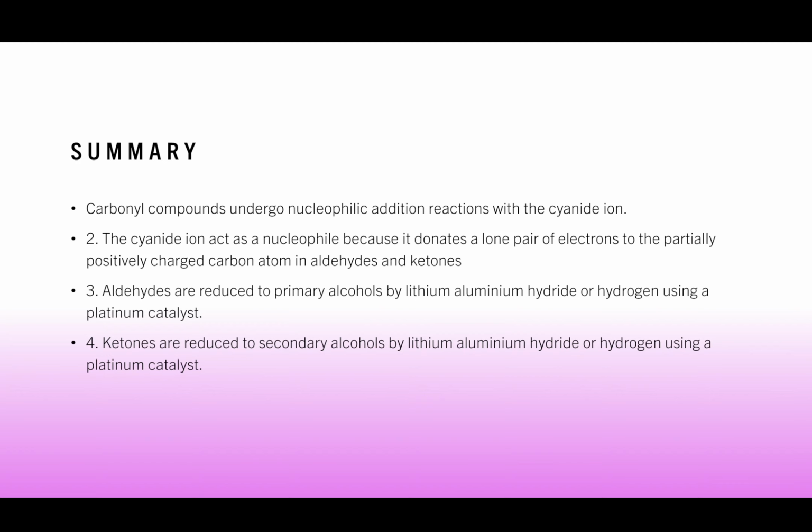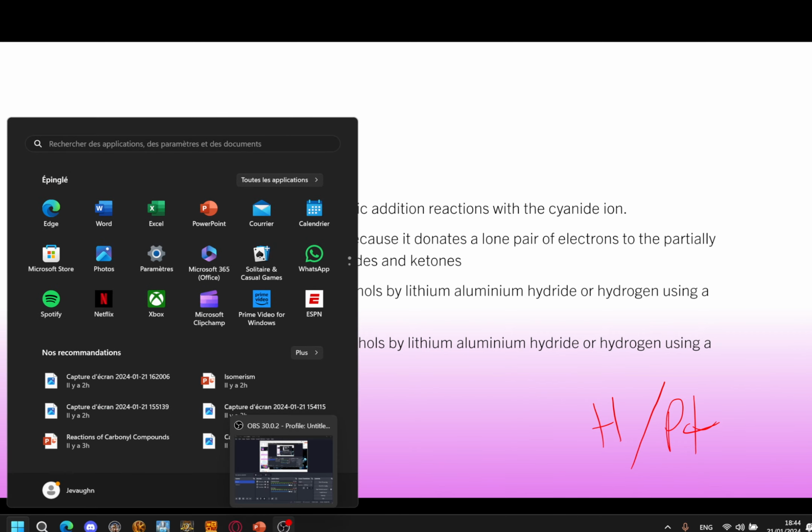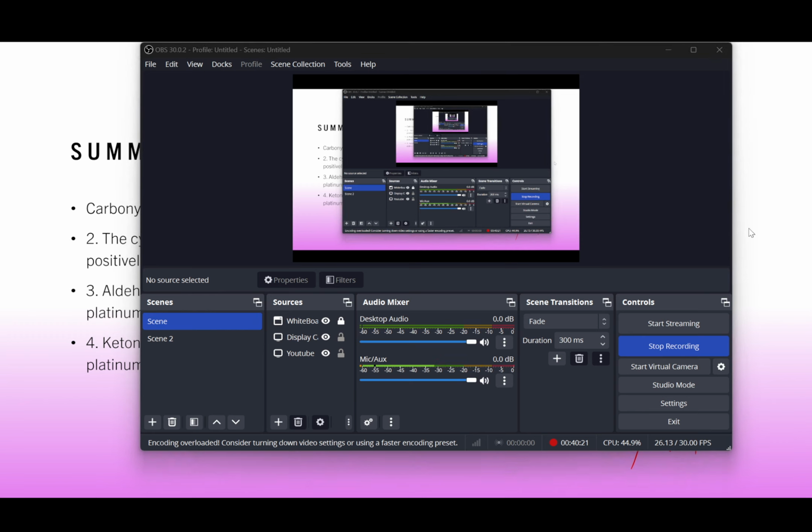We denote that by writing H2/Pt. That is how we write it. Please do not write platinum and hydrogen and platinum. Use the correct written form. So that's it for this basic introduction into the reactions of carbonyl compounds.